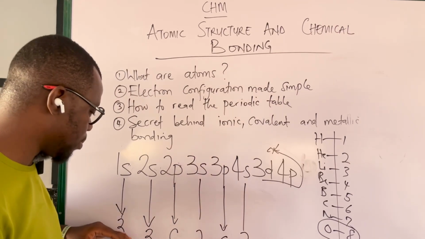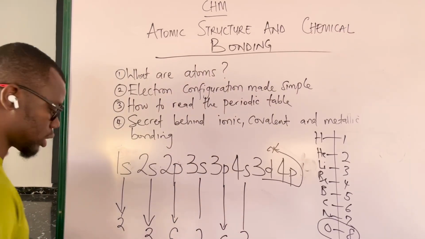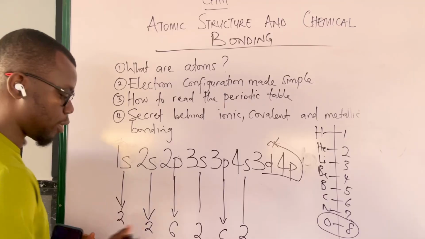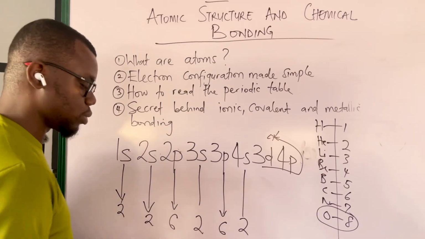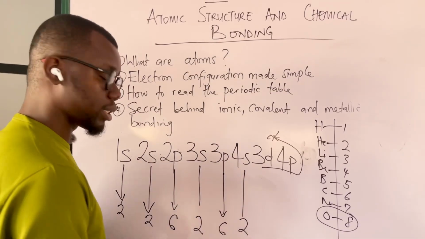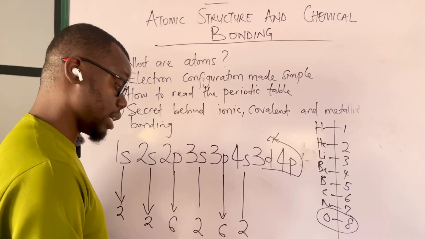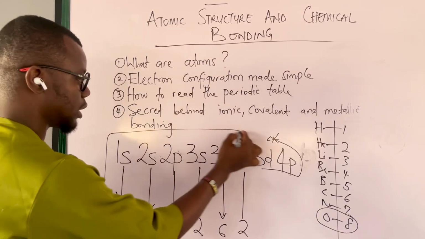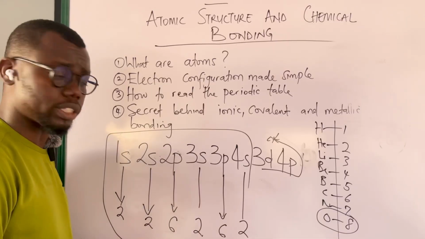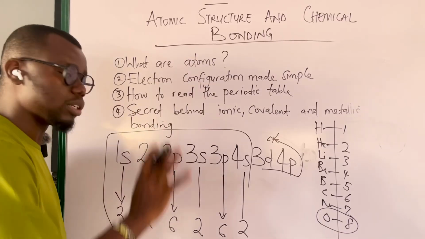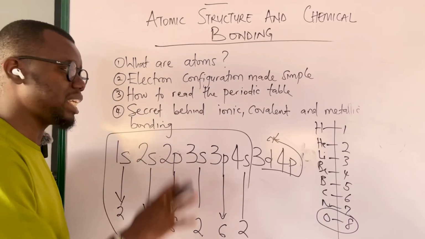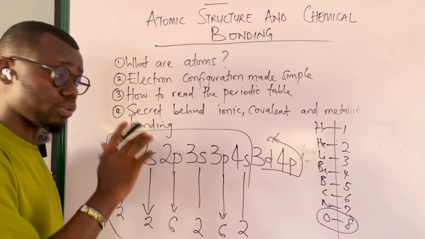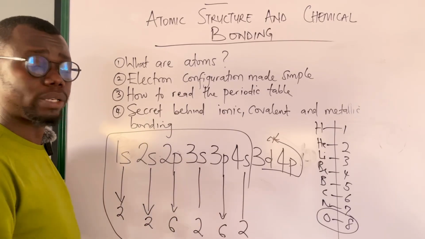So you must move from 2. So you see that in total, 2 plus 2, 4, 4 plus 6, 10, 10 plus 2, 12, 12 plus 6, 18, 18 plus 2, 20. You see that this covers your first 20 elements. Do you understand what I'm trying to say? So with this, you can easily and comfortably write your electronic configuration for the first 20 elements without stress.